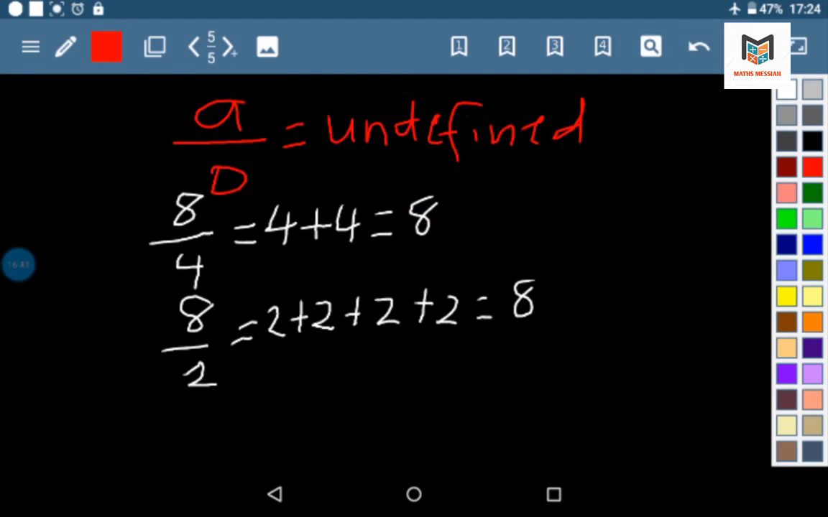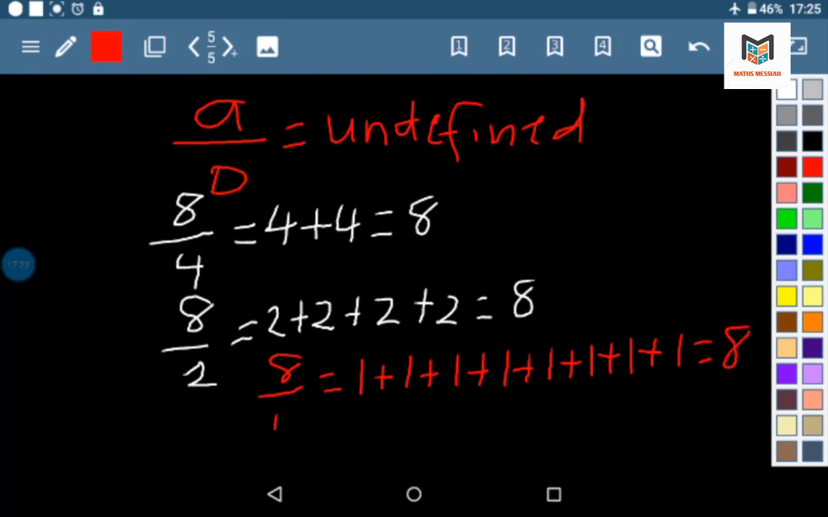Now let us move on to 8 divided by 1. So let us do the addition of 1 till we get 8. So 1 plus 1 will be 2, plus 1 will be 3, plus 1 is 4, plus 1 is 5, plus 1 is 6, plus 1 is 7, plus 1 gives us what? 8.